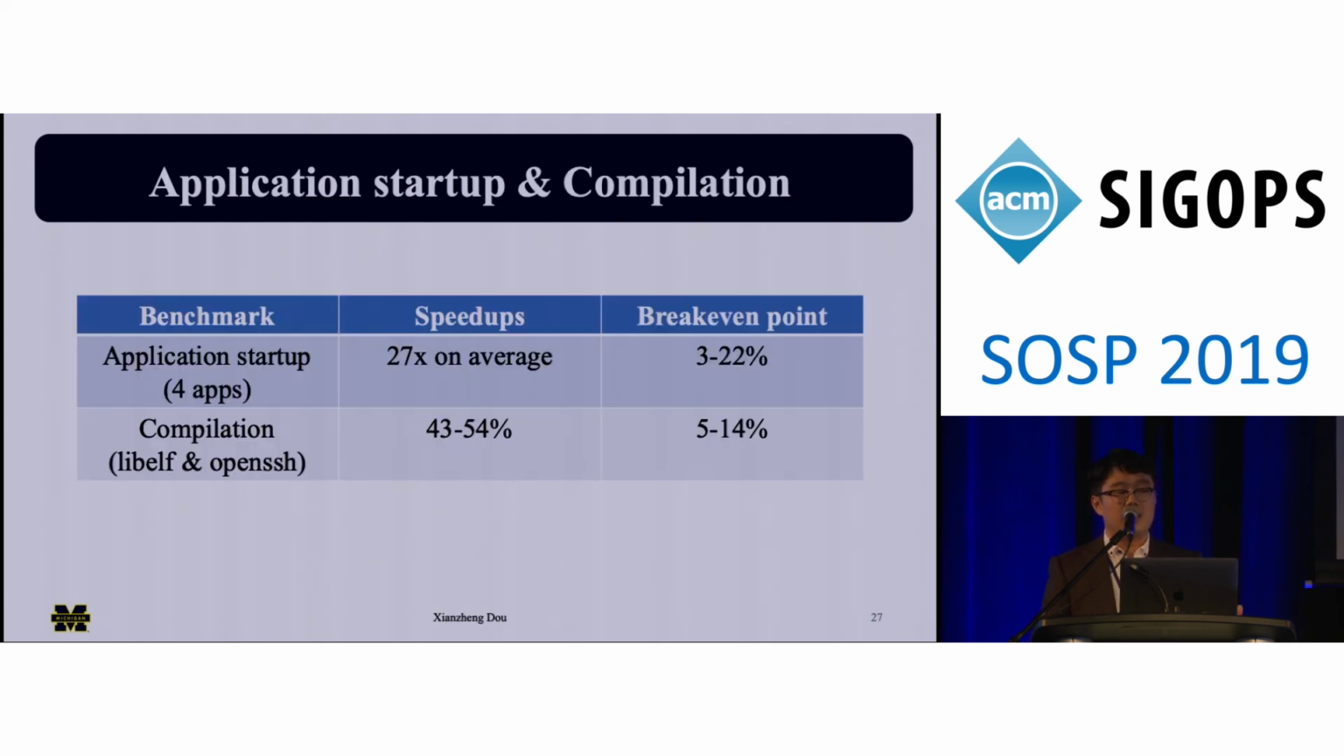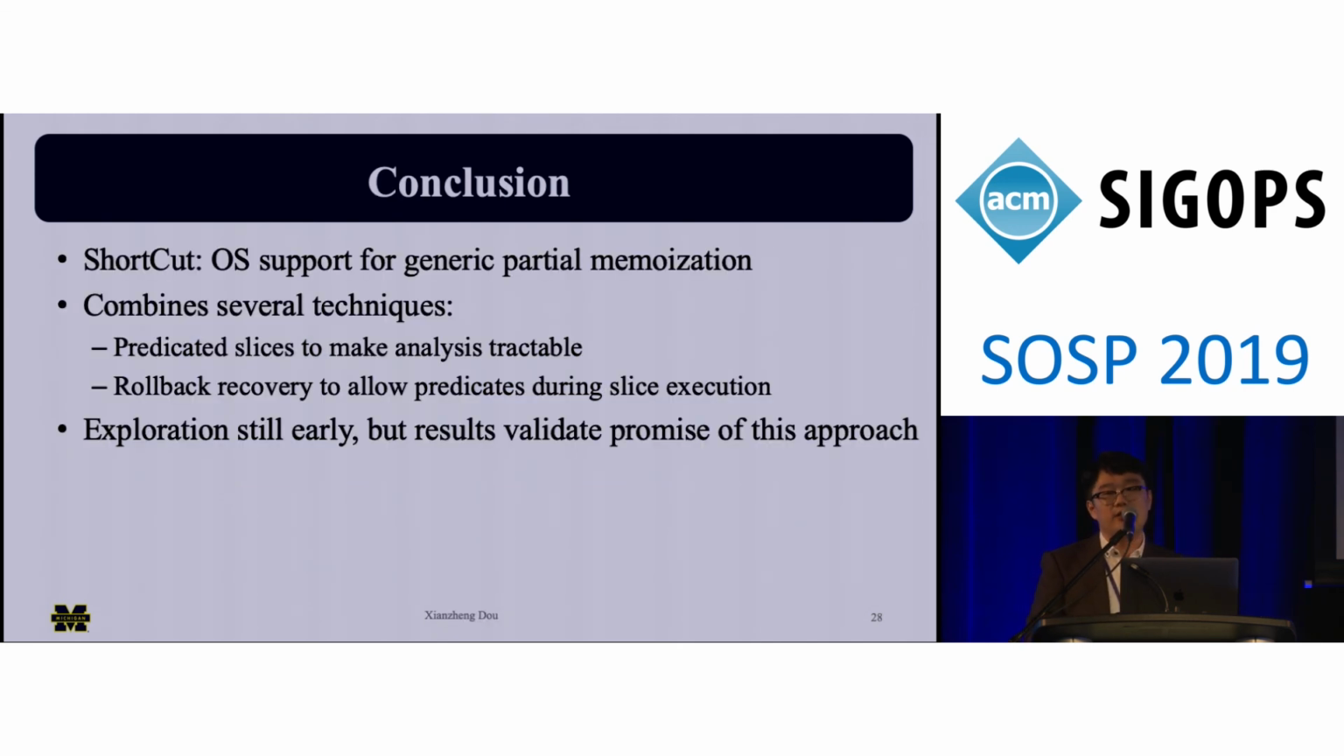Similarly, we have a great speed-up result for application startups and compilations. The break-even points are even better in those two benchmarks. In conclusion, we try to provide generic partial memoization at the operating system level. The idea becomes feasible because we combine the predicated slice and rollback recovery. So with that, I will conclude my talk and happy to take any questions.